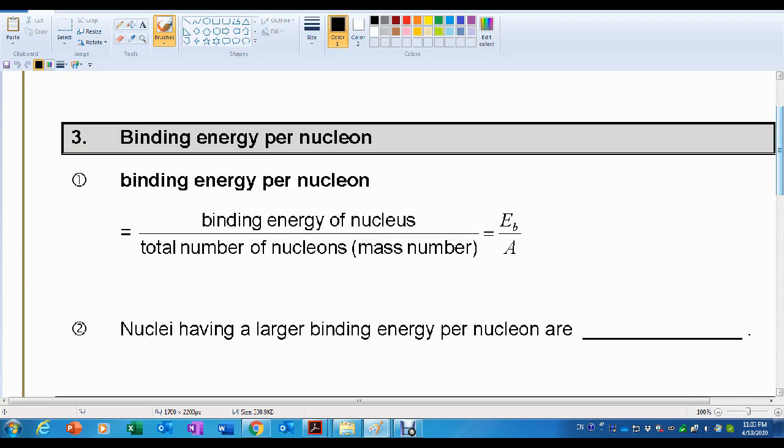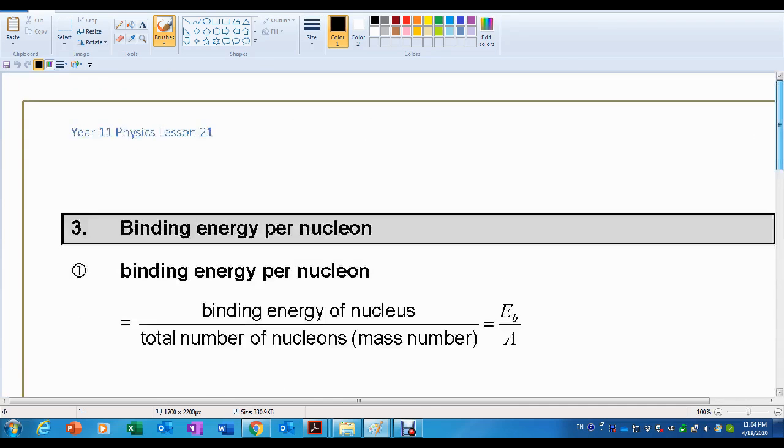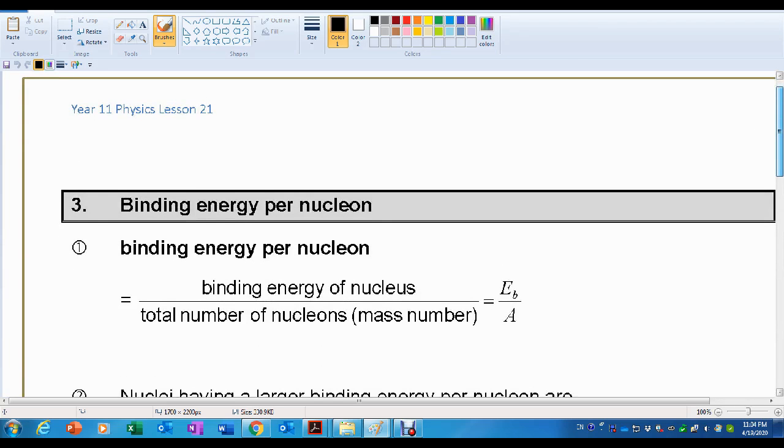Another calculation we are interested in is the binding energy per nucleon. But I'm going to do that in the next video, because I don't want each video to be too long. So you can stop now.